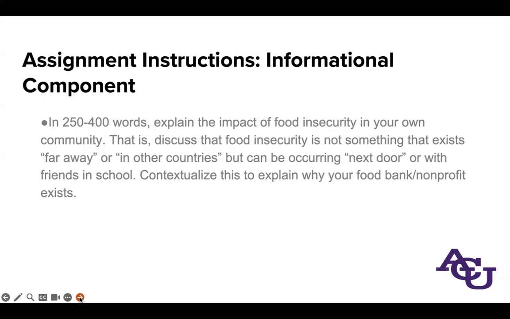Keep in mind these children themselves may be experiencing food insecurity. Contextualize this to explain why your food bank and your nonprofit is existing. Why is there this need?